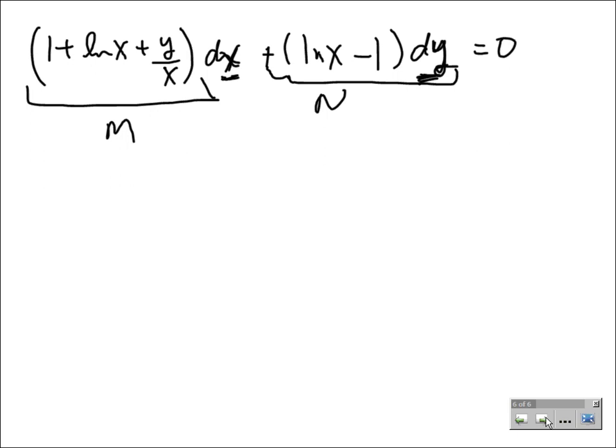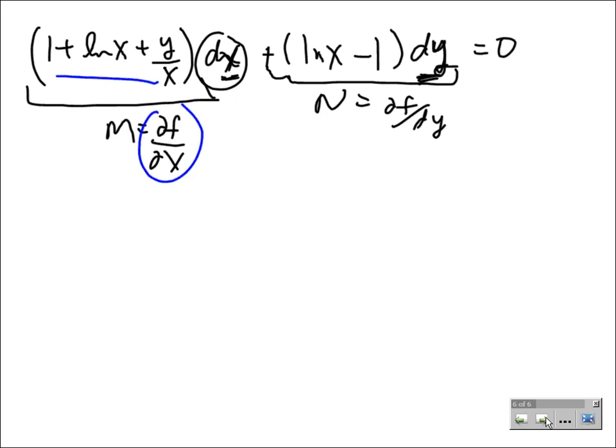Okay, so now we have that it's exact, and M is the partial of f with respect to x, and N is the partial of f with respect to y. Now, up to now, I've always started off with M equals that. I'll start off the other way. Partial f partial y is ln of x minus 1. If I integrate with respect to y, that will just give me f.